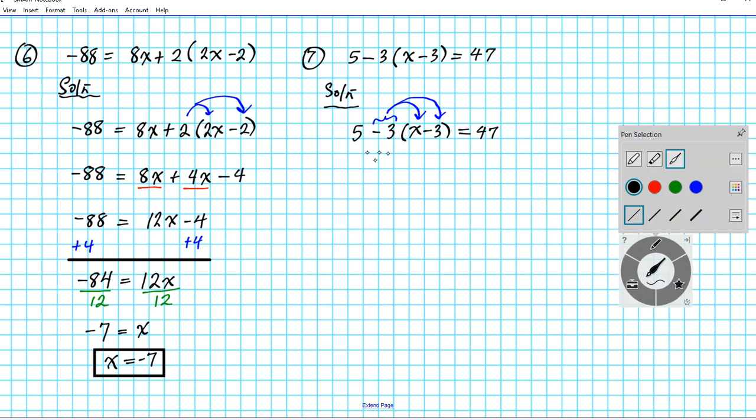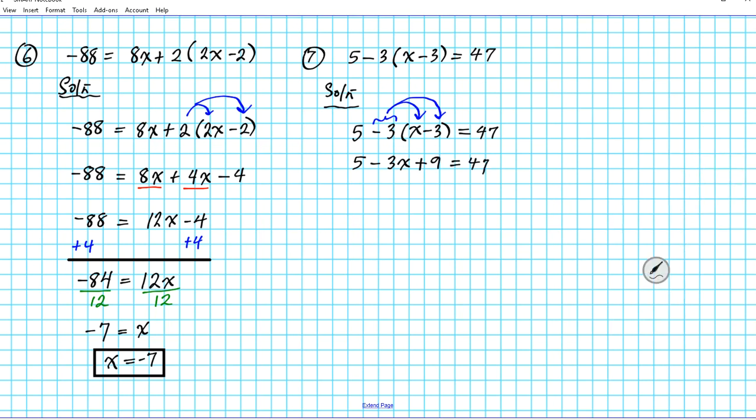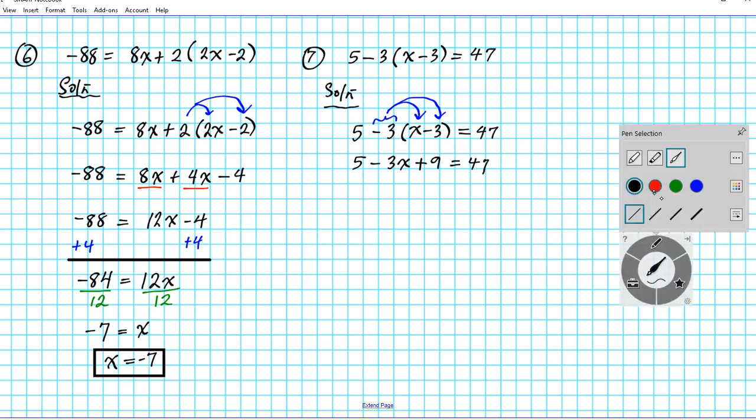So that will yield 5 minus 3x, and then minus 3 times minus 3 is going to be plus 9, and that is equal to 47. Okay, now let's see, are there any like terms that we can combine? Well, negative 3x has no like terms to be combined with, but we can combine the constants 5 and positive 9. Okay, we bring down negative 3x, and then 5 plus 9 is 14. So plus 14 equals 47.